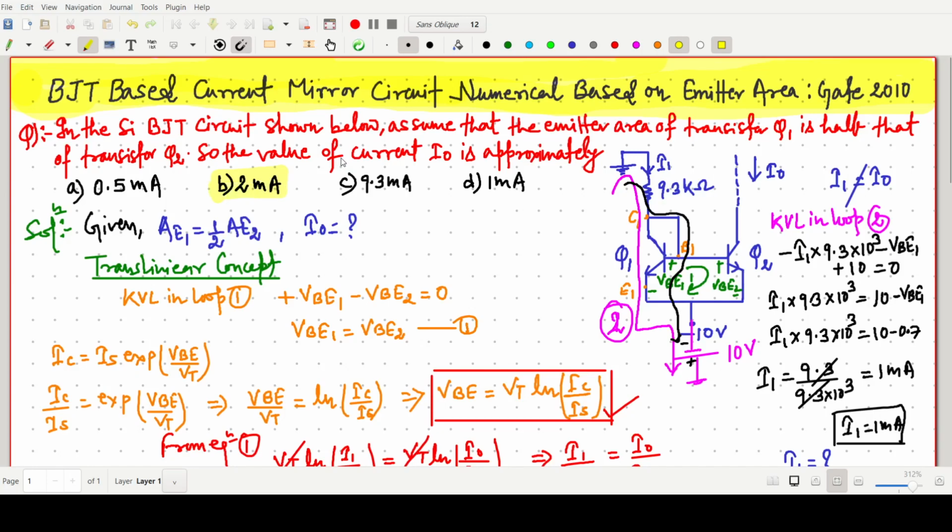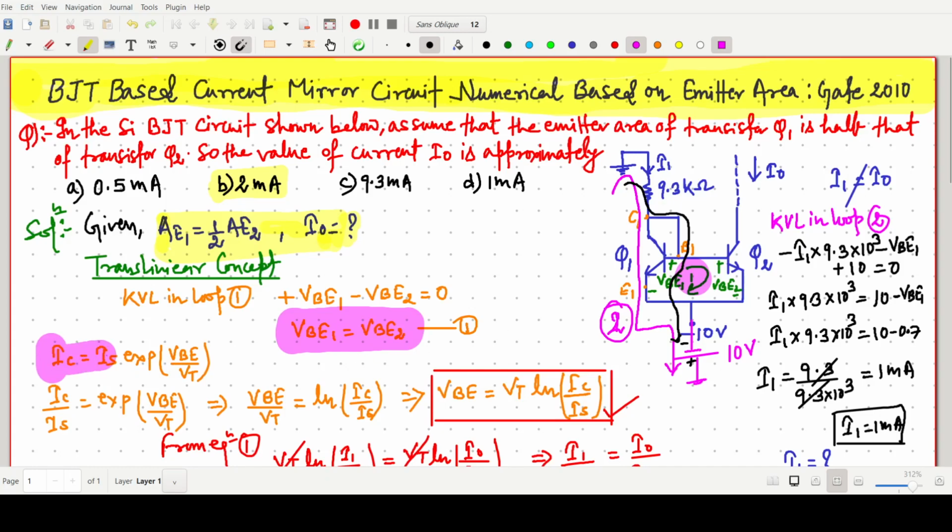Okay, so what are the key steps? Our given thing is that our emitter area AE1 is twice times AE2, and we have to find the value of I naught. After that, what we have to do? We have to use KVL in this loop. So one can say VBE1 equals VBE2. Very simple, KVL is there.